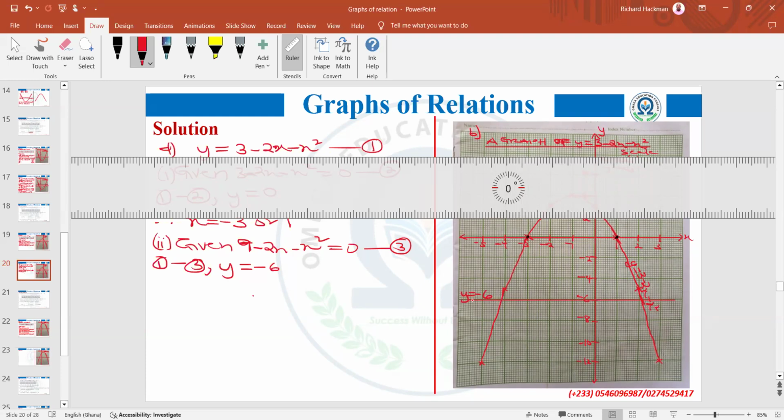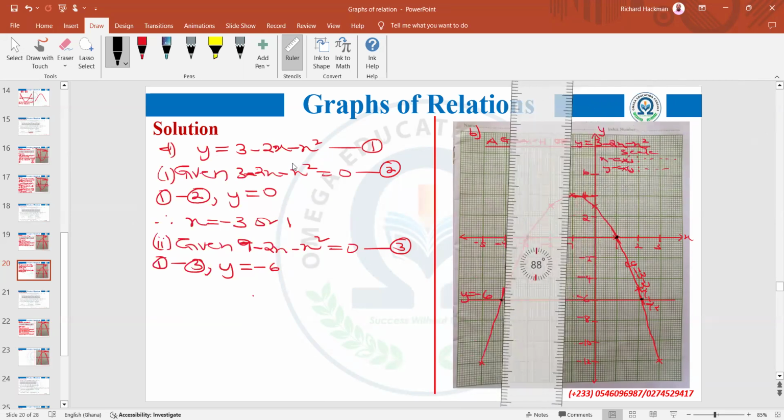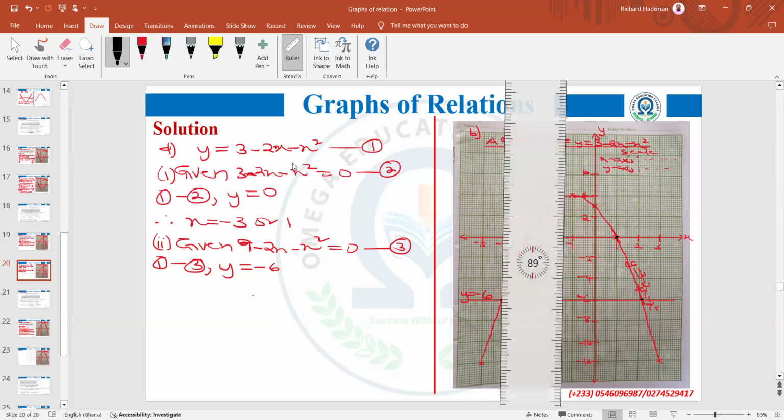Now we've drawn our line. Remember, the solution will come from where the line and the curve meet. This is your line, this is your curve. They have one point of intersection here and another point of intersection here. Do you agree with me? Yes. Now we are going to trace. Remember, because the point of intersection is below the x-axis, you have to trace up to meet the x-axis before you can get the reading.